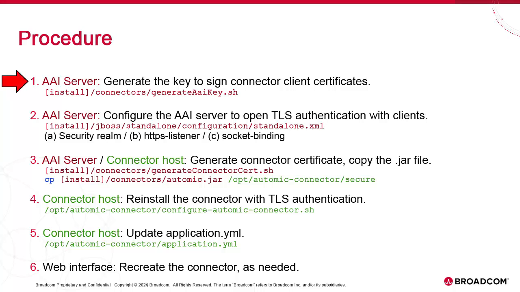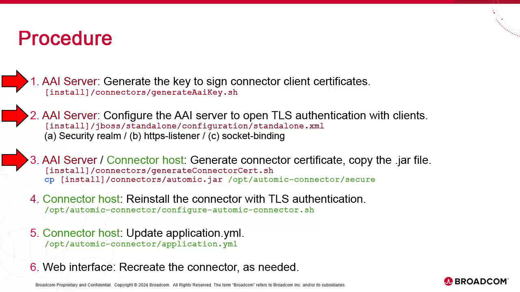First, we generate a key on the AAI server. For this, we have the generate AAI key.sh script in the connectors directory under the main AAI file system. This key signs all connector client certificates, and every connector will need one. The key is generated and added to the AAI server key store. Then we have to update the AAI configuration file called standalone.xml under the JBoss file system. This file contains the AAI settings for protocols, will enable SSL, and a few other things.